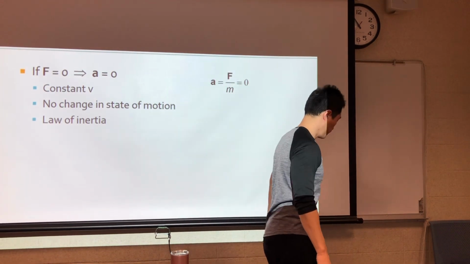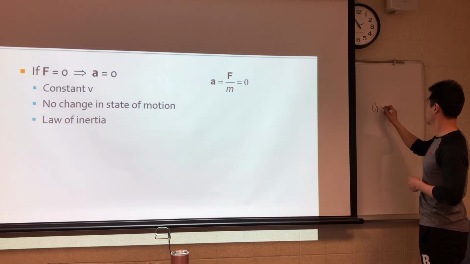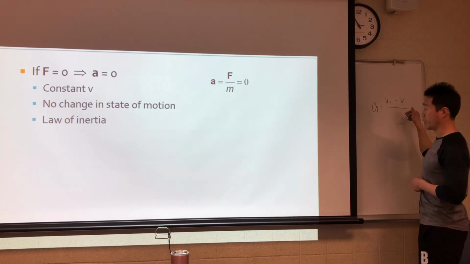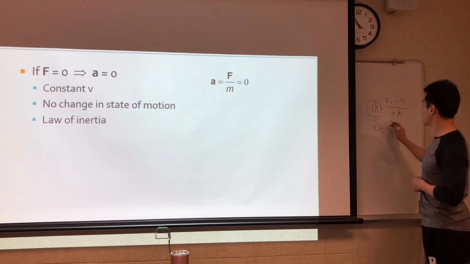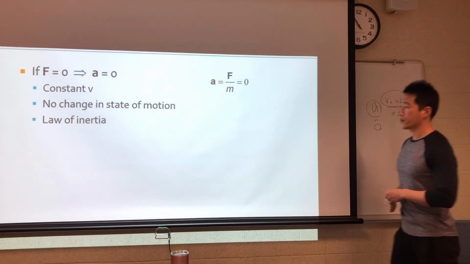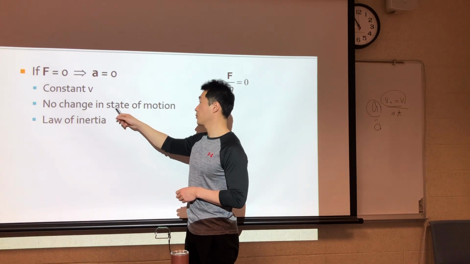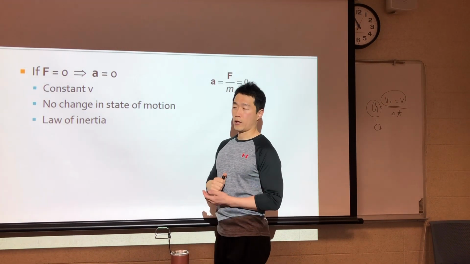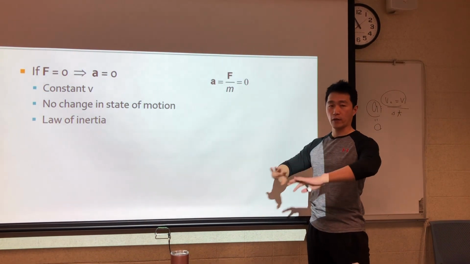As you learned, acceleration is final velocity minus initial velocity over time elapsed. So if this is 0, these two are the same: constant velocity. Constant velocity means no change in the current state of motion, and the current state of motion means the velocity. This is equal to the law of inertia. We can relate the first law to the second law, though those two are different concepts.